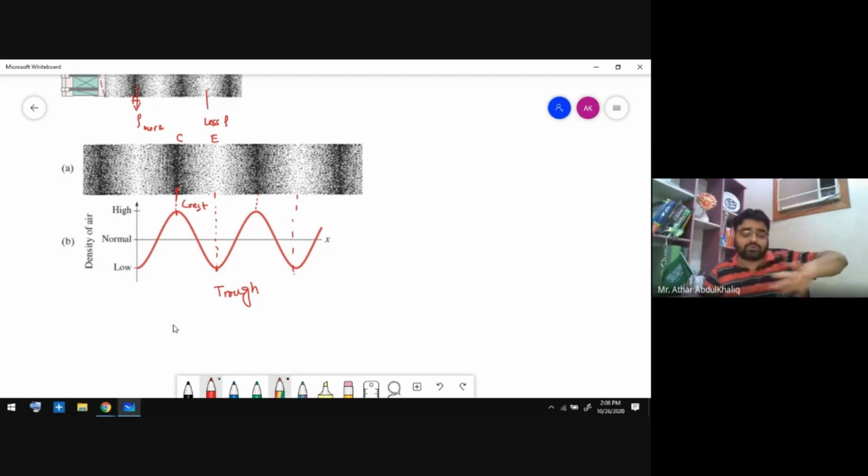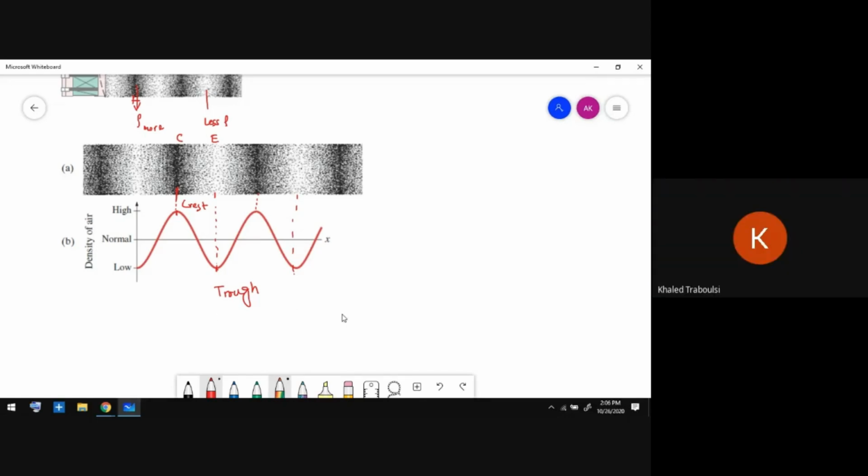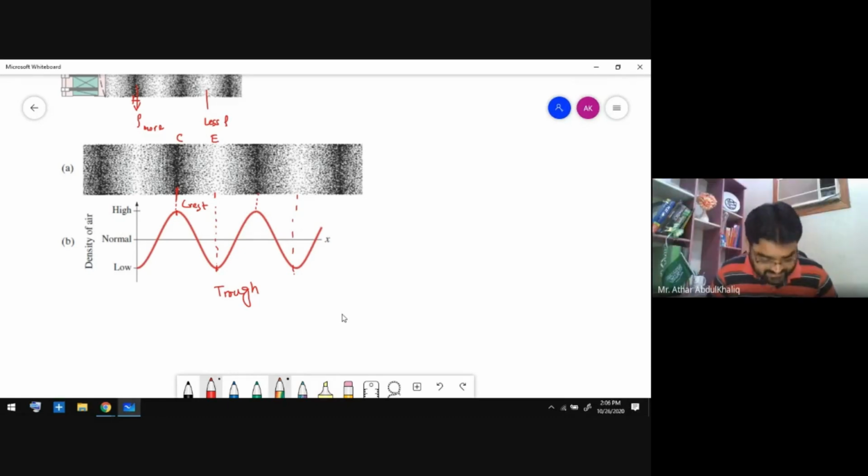So this was all we covered last time. But sir, I have a question about today's lesson. Yes, please. So the darker side indicates the crest, high density? Yes, the darker side, you can say it looks like the crest, high density, in compressed form. The brighter side is expansion, where molecules are away from each other. Low density means it looks like a trough.